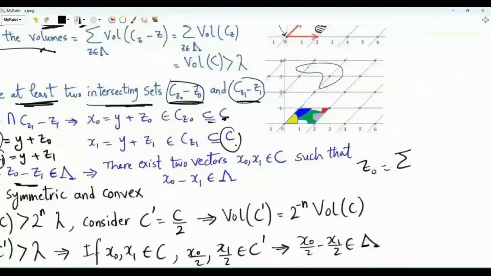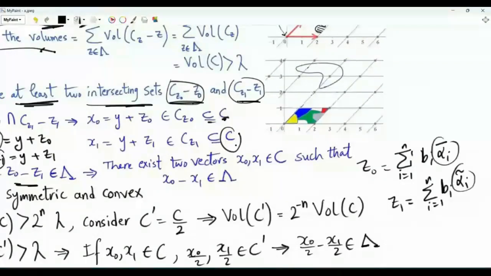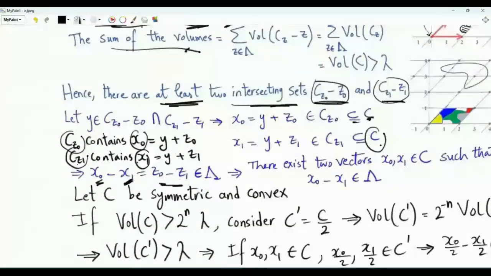So if z0 is the summation of vectors b_i, i from 1 to n, with integer coefficients, let's say alpha_i bar, and z1 is also in the lattice, so it is the summation i from 1 to n of b_i with coefficients alpha_i tilde, and those are integers. If we subtract, we get an integer combination of vectors b1 to bn. The difference between 2 points in the lattice is also a point in the lattice.